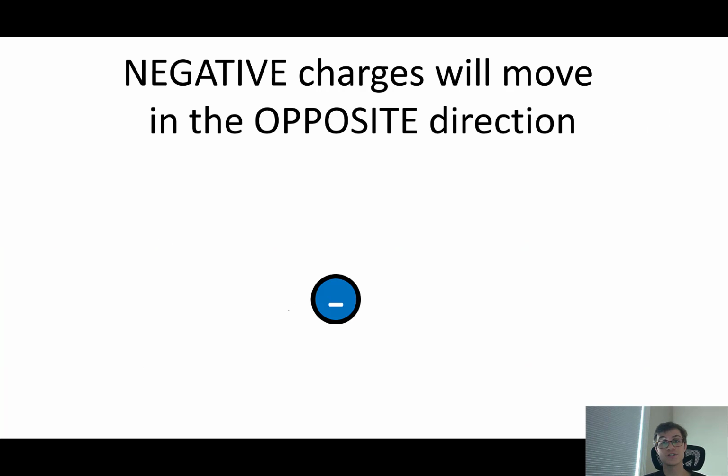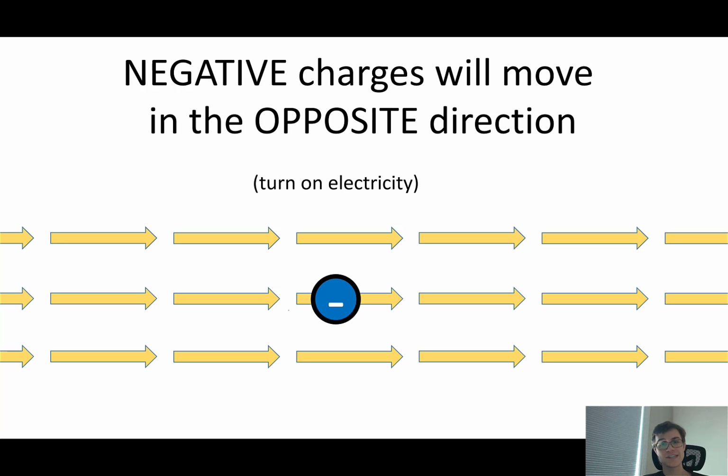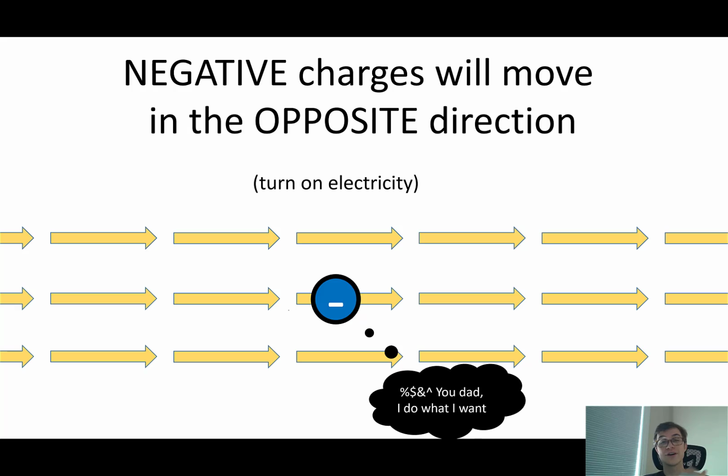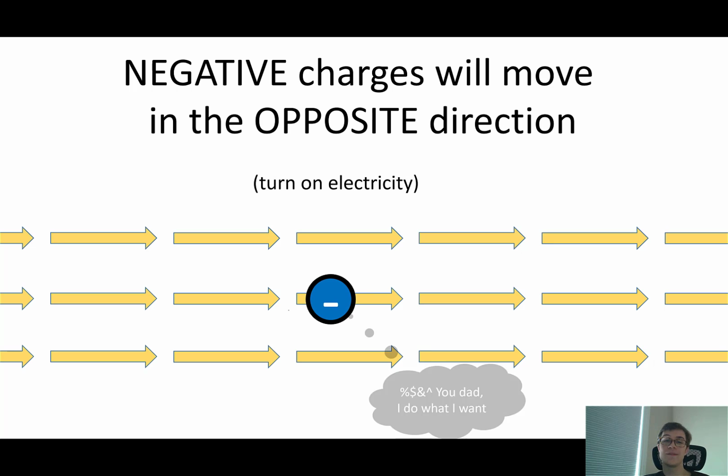But negative charges are like rebellious teenagers. They're going to move in opposite directions. So you have a negative charge, you turn on an electric field, it sort of senses that there's a rightward pushing arrow under it, and it says, no, I'm not going to go to the right, I'm going to go to the left. So it does exactly the opposite of whatever it's told.